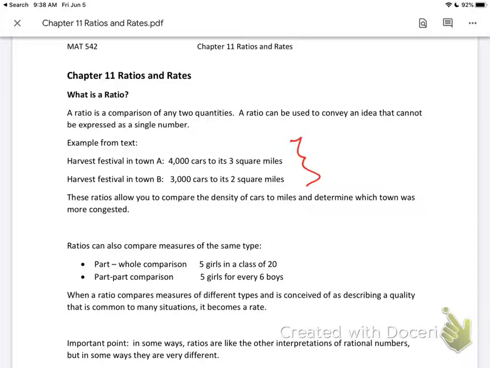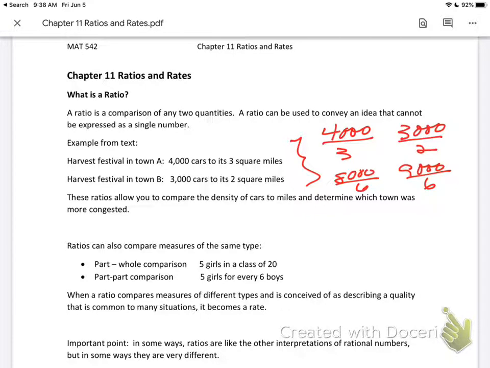So right now you have 4,000 cars to 3 square miles compared to 3,000 cars to 2 square miles. If you get the same denominator, so make both the denominators 6, we're going to be able to compare these densities, okay, and that's going to be times 3. So once you have it in this situation, we can say that this density is greater. So at Harvest Festival in Town B, there's a greater density of cars.